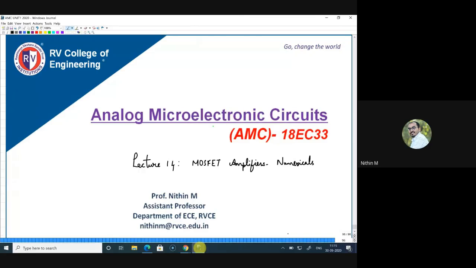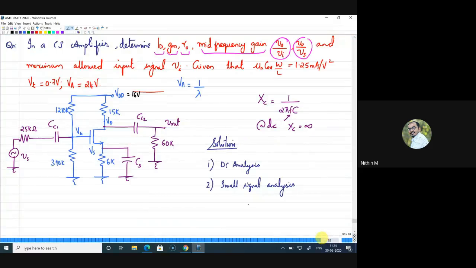Good morning. This is lecture number 14, Analog Microelectronic Circuits, and we are discussing MOSFET-based amplifiers. From the previous class, we were solving one numerical on the CS amplifier. We completed the first part, the DC analysis part. We obtained the drain current. We also obtained the small signal parameters gm and ro.